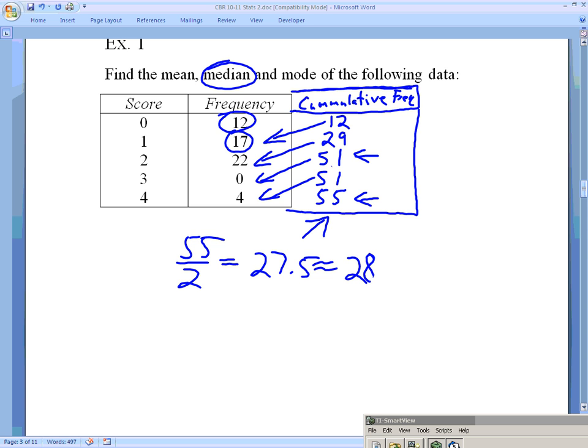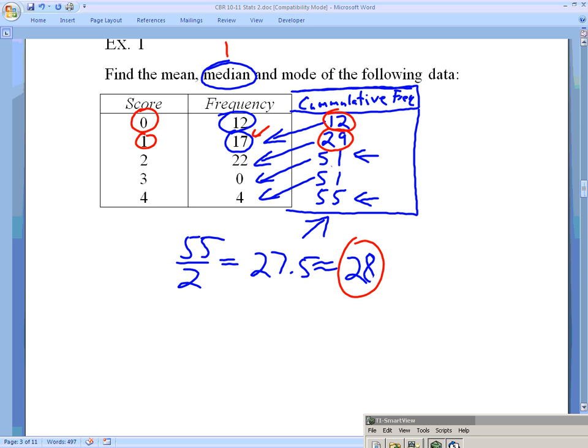Well, the first 12 terms, those were all zeros. Again, if I wrote out the first 12 numbers in this list, they would all be zeros. I don't want the 12th term. I want the 28th term. Now, the next 17 numbers were all ones. And how many numbers have I looked at if I've looked at all the zeros and all the ones? 29 numbers. Well, I'm looking for the 28th number. And so if the first 12 numbers were all zeros and the next 17 numbers were all ones, and I've now looked at 29 numbers, the 28th term must have been a 1. So my median in this case would be 1. And I use the cumulative frequency to help me do that instead of having to write out all the numbers and cross them out until I get to the middle.